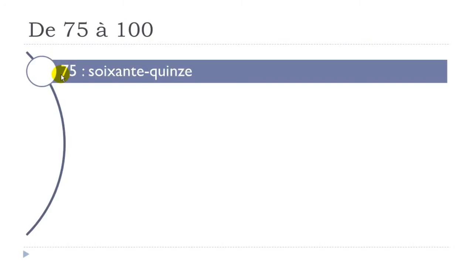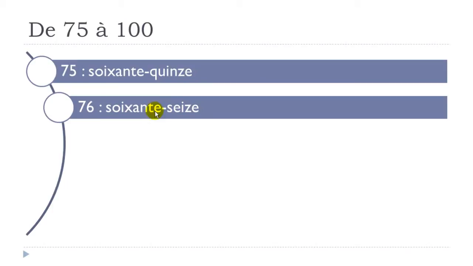So 75 in French, we'll have to use this 60, and then after that, you will have to put this 15, okay? So remember, from 70 to 79, it will work the same way. So you will have to put this 60 and then the numbers from 10 to 19 after. So in that case, it's 75, 60 and then 15, okay. Next one, 76, okay, so 60 and 16, 76.